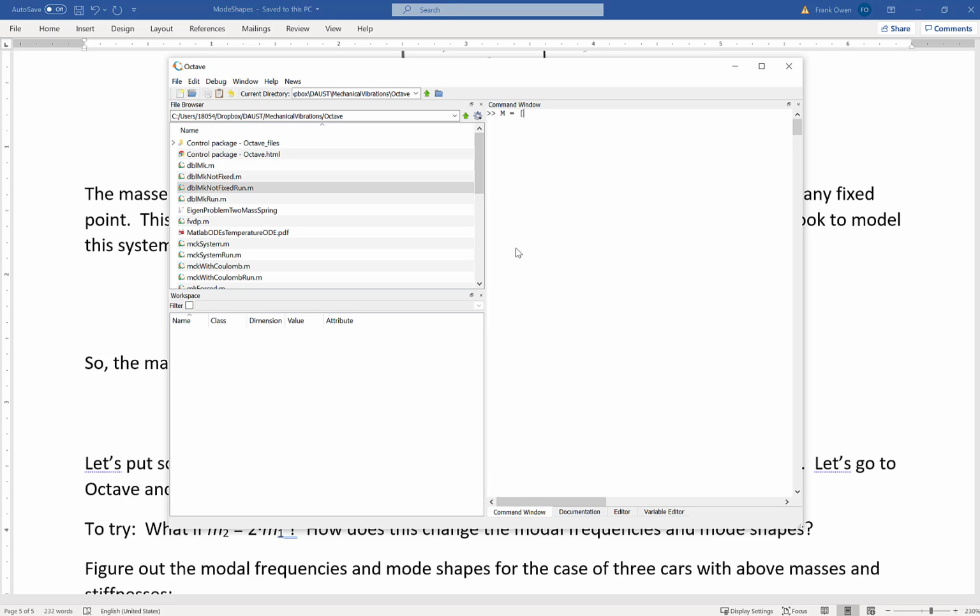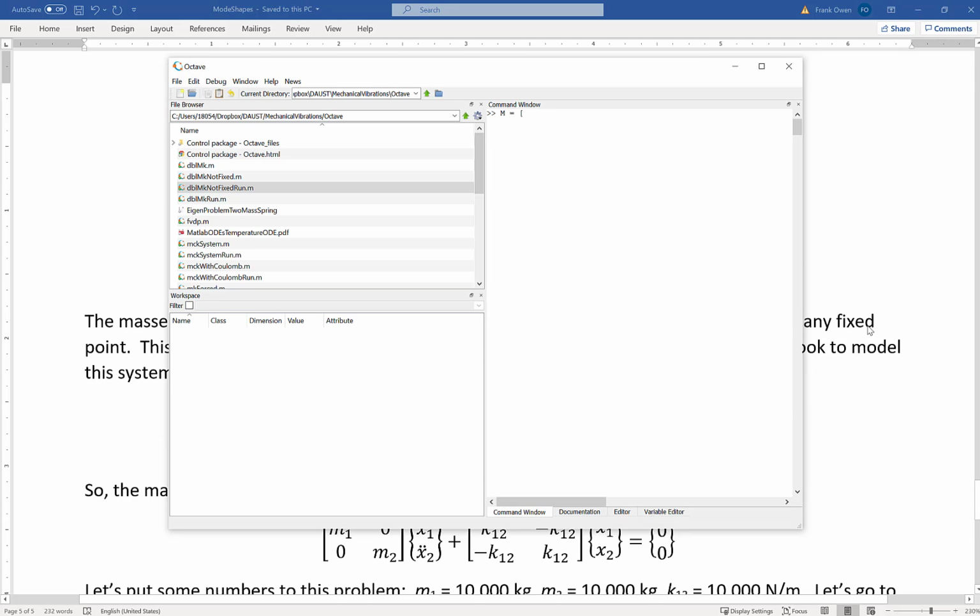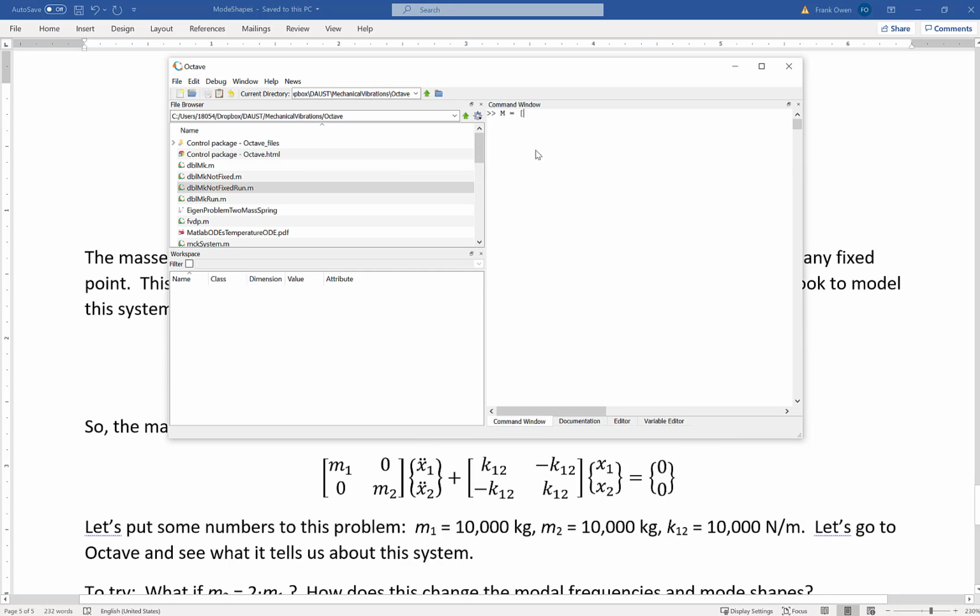Big M is equal to, and then there's a set of brackets. Let me go back and get my values there. Looks like I have 10,000. In my upper left-hand corner, I'm going to have 10,000, comma, and then a 0, and then a semicolon, 0, and then another 10,000. So that's my mass matrix. And my stiffness matrix is big K equals, brackets open, and these are 10,000 also. These are just randomly picked numbers.